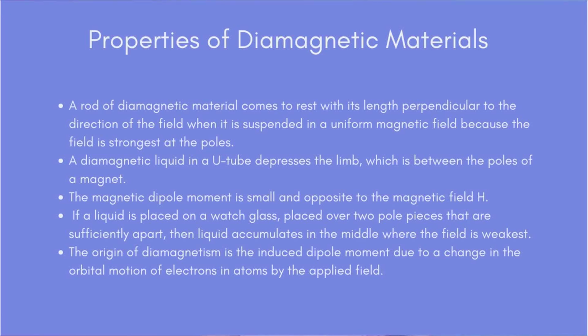A diamagnetic liquid in a U-tube depresses the limb, which is between the poles of a magnet. The magnetic dipole moment is very small and opposite to the magnetizing field. If a liquid is placed on a watch glass placed over two pole pieces that are sufficiently apart, then liquid accumulates in the middle where the field is weakest. The origin of diamagnetism is the induced dipole moment due to change in the orbital motion of electrons in an atom by the applied field.